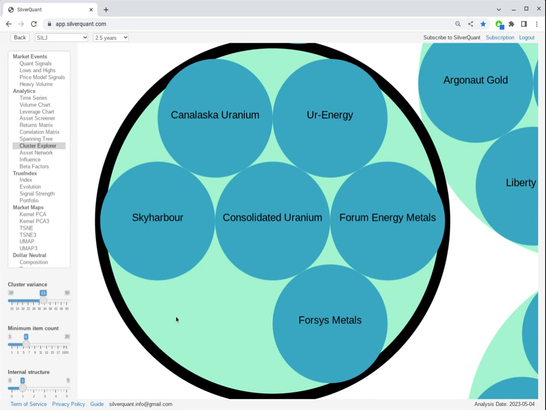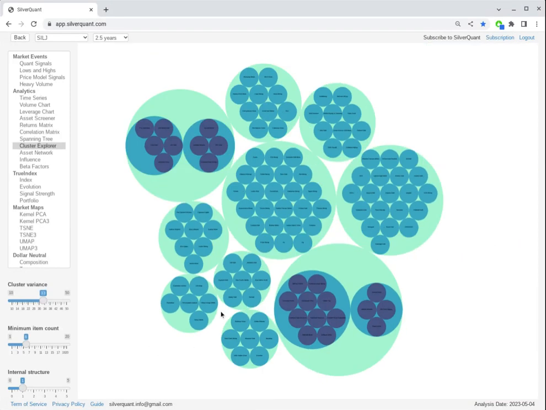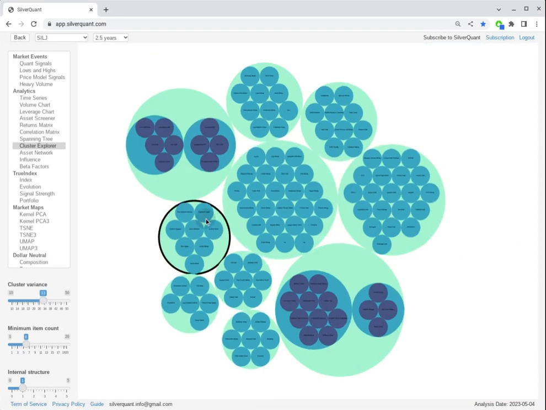Okay, let's take a look at this one. We've got Canalaska uranium, consolidated uranium. Okay, there's your clue. We know that it has isolated the miners with uranium exposure. If you didn't know what Sky Harbor did before, well, now you do. And that sort of highlights one of the utilities of using Cluster Explorer: it's a good way to learn about new potential investments. Okay, so let's continue looking around and see what else we could find here.